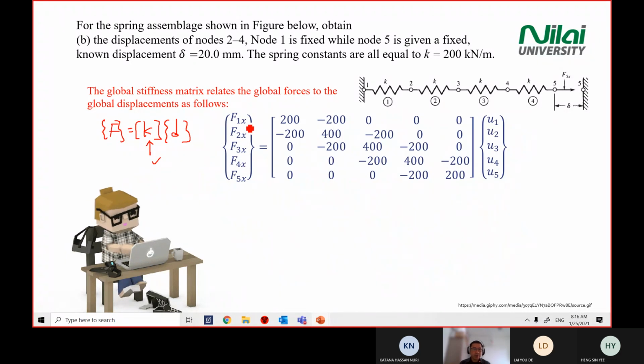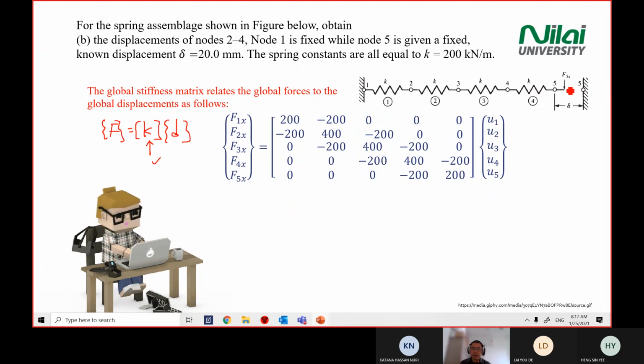So for the force element, you have 1, 2, 3, 4, 5. So you have F1x, F2x, F3x, F4x, F5x. Displacement, you have 5 points, so you also have U1, U2 until U5. And then in this scenario, all our direction is in x direction, yeah. So that's why we use U.